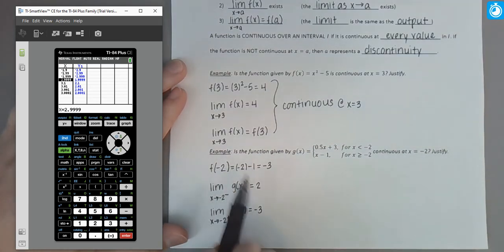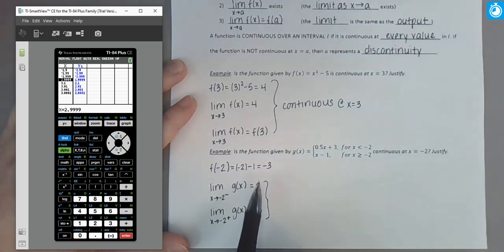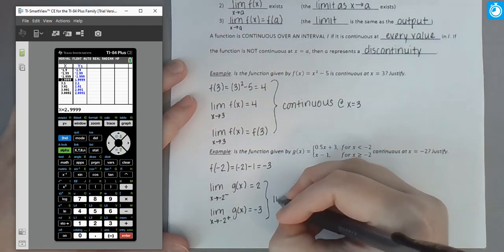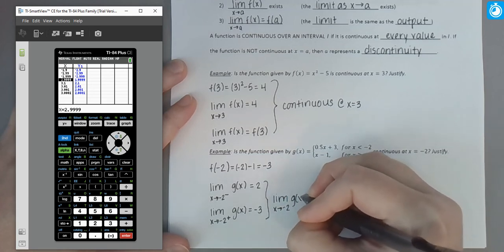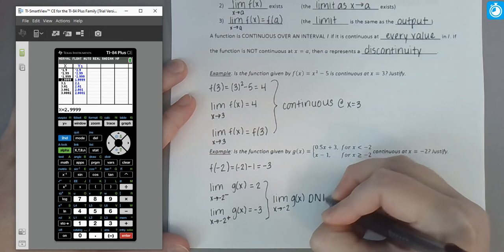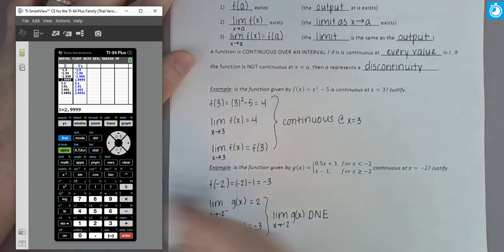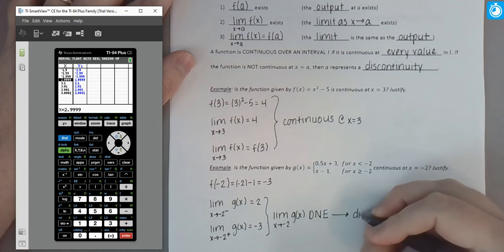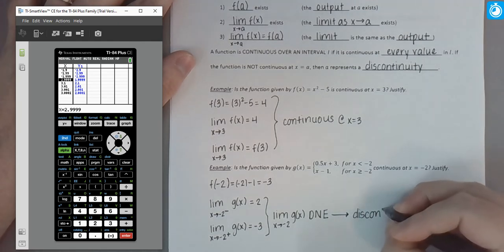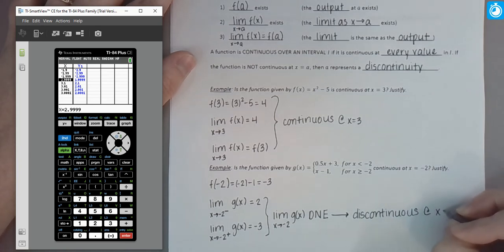So the left-handed limit exists. It approaches a value of 2. The right-handed limit exists, approaches a value of -3. But these two values are not the same. So in this case, the general limit as x approaches -2 for our function g of x does not exist. So that would be criterion 2. The limit must exist. In this case, because the limit does not exist, we can confirm that this function is discontinuous. It is not continuous at x equals -2.